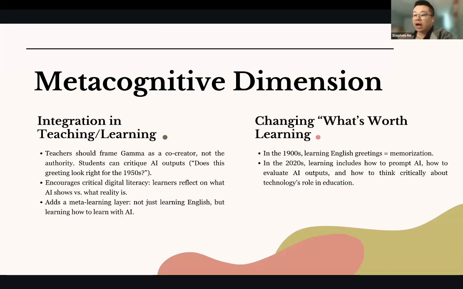How should we integrate Gamma more responsibly? I would probably argue we should frame it as a co-creator, not the authority. For example, I could show students a Gamma-generated timeline and ask them to critique it. Do these greetings look similar, or do you use them? What's missing? In that way, students aren't just learning English greetings, they're also learning how to evaluate AI outputs critically. I think this is very important digital literacy in action.